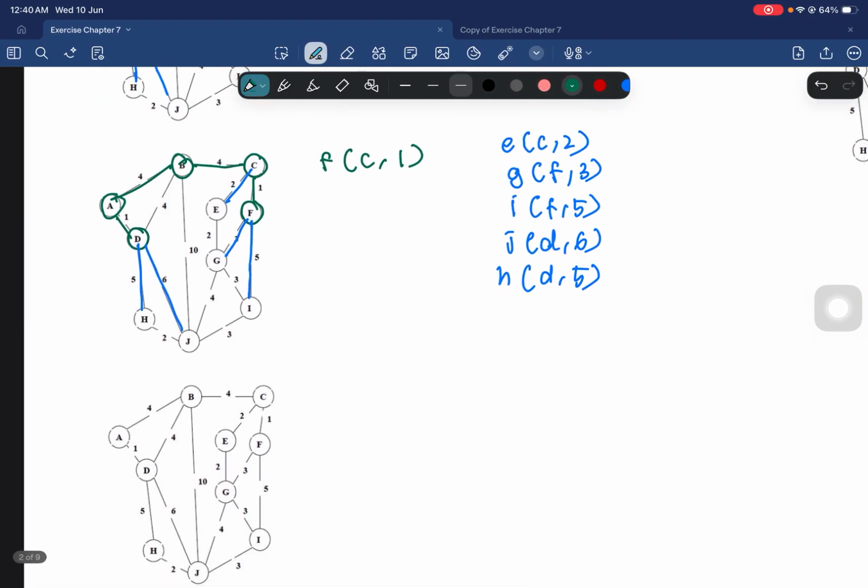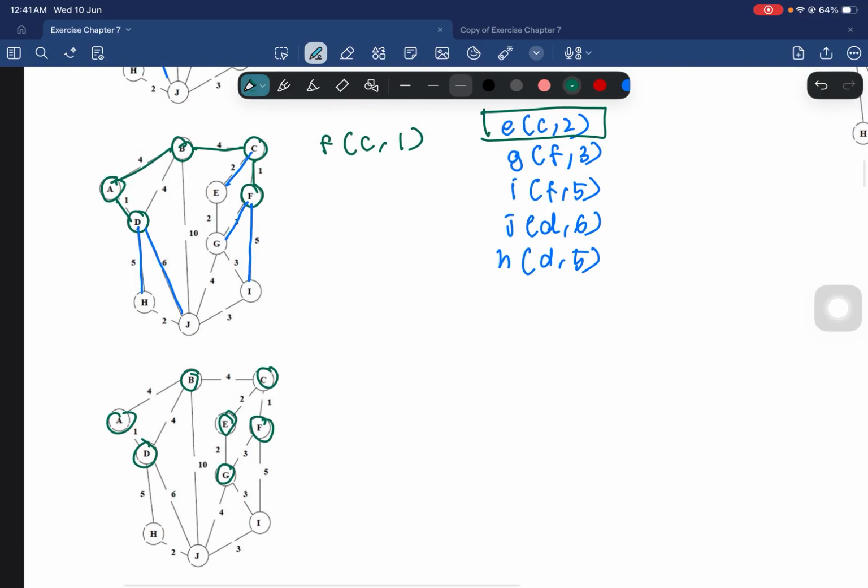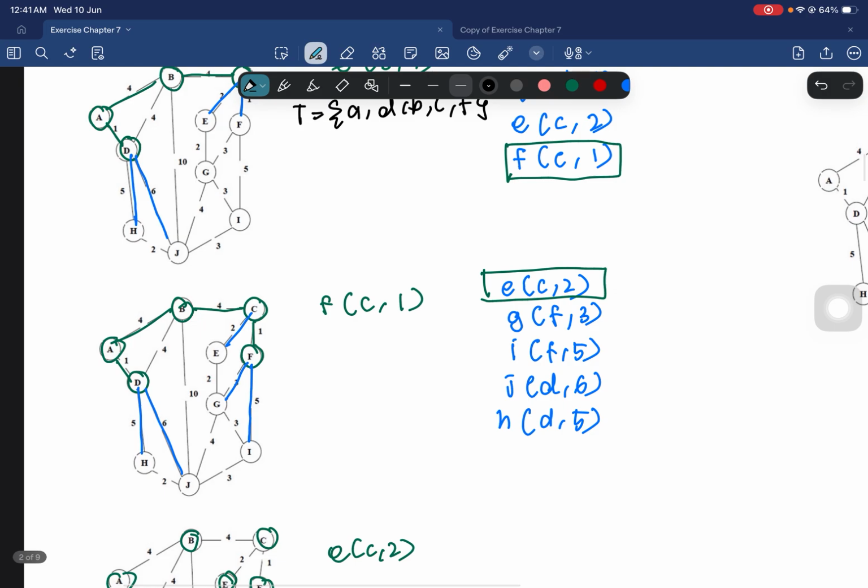Then which one is the cheapest? The cheapest is E. We take E here. So we have D, A, B, C, F, G. I'm sorry, we have E. We take E, right? So we take E, C2. So from here, we will get T, A, D, B, C, F, and E.